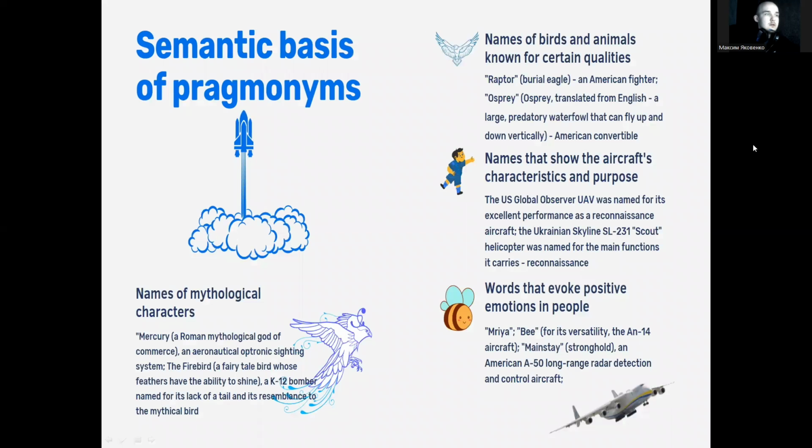Pragmonyms which are commercial airplane names are formed semantically, and their semantic basis is names of birds and animals known for certain qualities, for example, Raptor or Osprey. Names which give a certain idea of the properties of the aircraft and their purpose, for example, the American UAV Global Observer. Words that evoke positive emotion in people, Maria, Bee, Mainstay. The names of mythological characters, Mercury, Firebird. The words used in these pragmonyms mean something dear, pleasant, and soothing to the soul. Thus, the main method of creation of pragmonyms in innovative terminology is metaphorization of commonly used names.